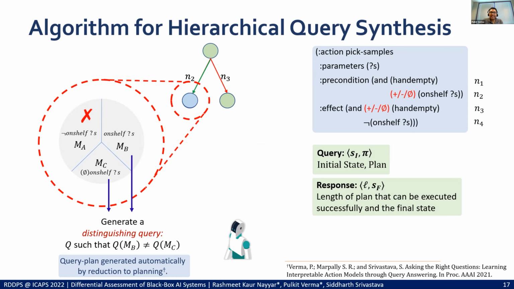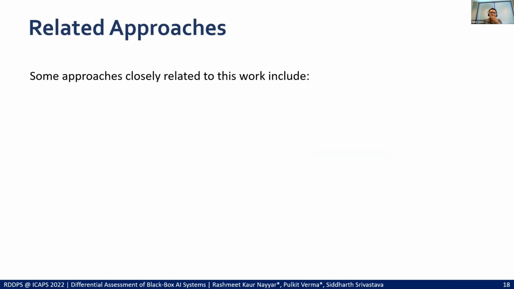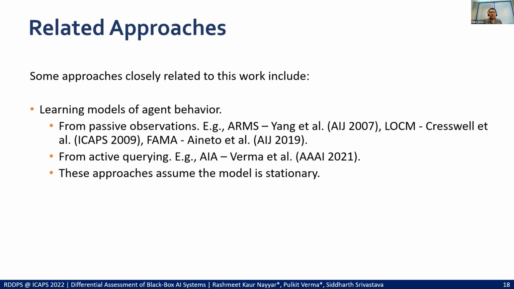Okay, now let's see some approaches that solve problems that are similar to ours. There is quite an extensive work on learning models of agent behavior from passive observations, and the prominent ones include ARMS, SLAF, and LOCM. But these methods are susceptible to unsafe model inference. We then have approaches like AIA that solve this issue, but then it will have to learn the model from scratch if anything gets updated in the model.